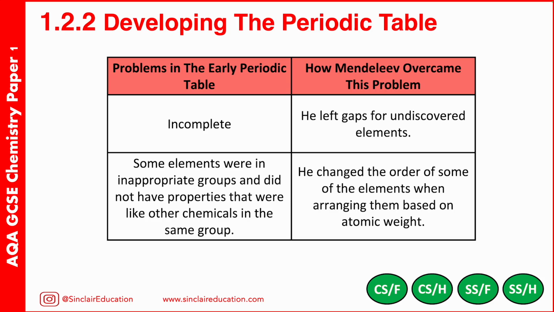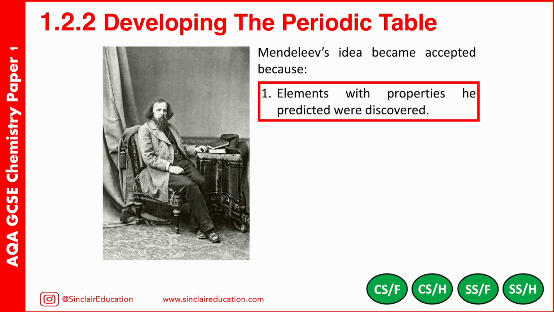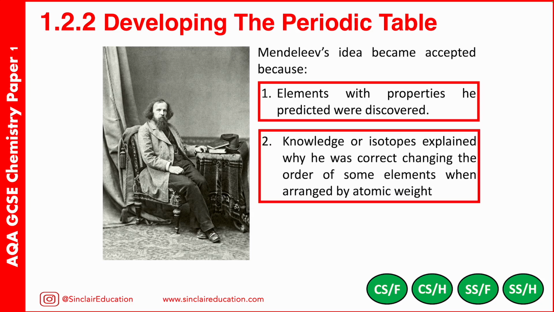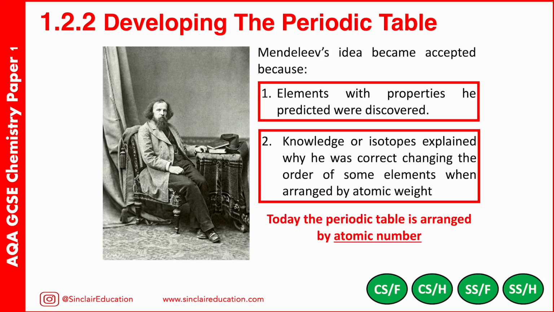Today, our periodic table is in order of atomic number. Over time, his ideas were accepted because he left gaps and elements were discovered that fitted those gaps. But also, when Chadwick came up with neutrons and their existence, we learned about isotopes, and it started to explain why changing the order of some elements worked. But today, it's in order of atomic number.